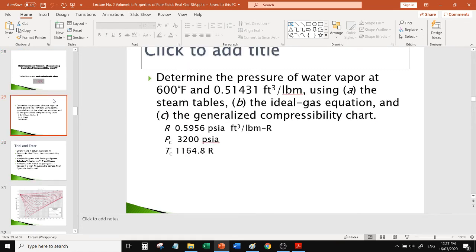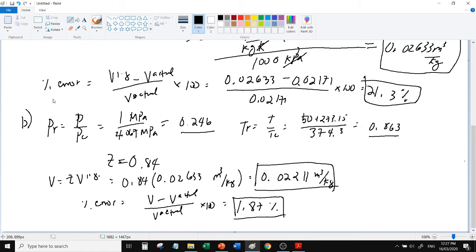Ito muna. Determine the pressure of water vapor at 600 degrees Fahrenheit and specific volume. So, ang given ay temperature at specific volume using the steam tables, the ideal gas equation, and the generalized compressibility chart. So, save ko to.